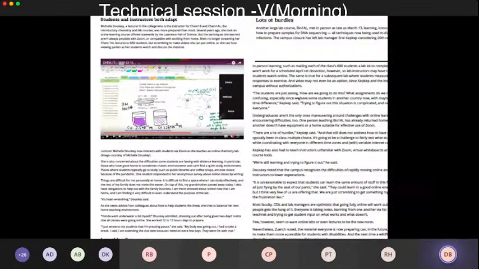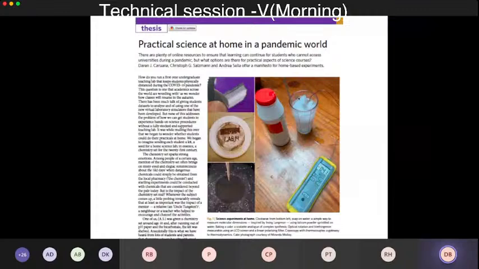Then we come to another topic: practical science at home in a pandemic world. These are some sets of experiments that are available online. Let me show you how this goes, clockwise from bottom left, going in this direction.